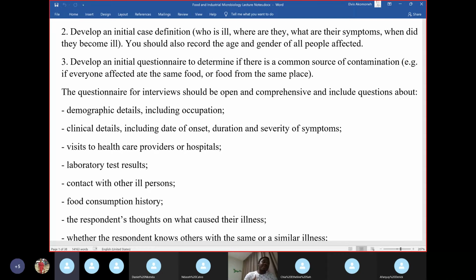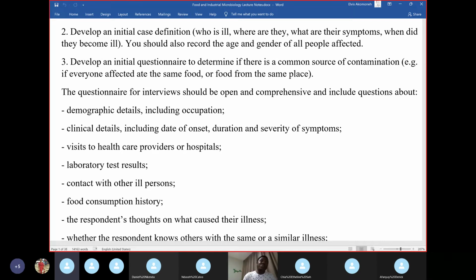We'll also find out from the person in the questionnaire if he or she has had contact with other ill persons. Okay. Have you seen any other person who is presenting with the same symptoms? Did you have any contact with a person? And have you had contact with all other people that might not have been presenting with those symptoms? It is important in what we call now contact tracing.